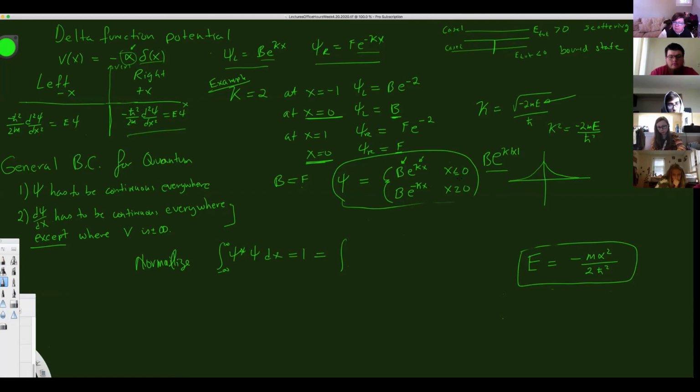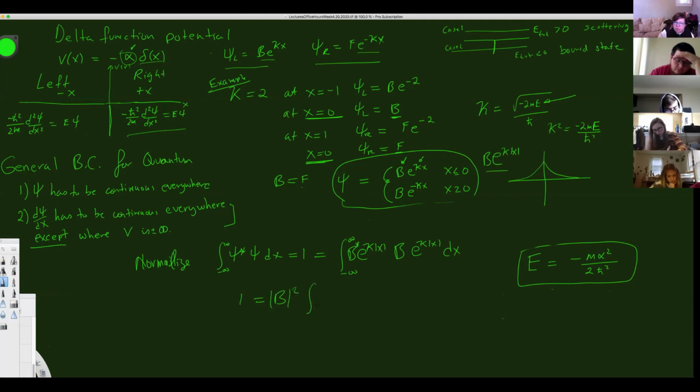Or you could split your integral into 2 halves, minus infinity to 0 and 0 to infinity. Either one, I'm just going to use this. So we have psi star, which is just, psi is real, so it's e to the kappa absolute value of x times b. And b could be complex. It probably won't be, but I'll just keep a star on there. Times e to the kappa x dx from minus infinity to infinity. Okay, so that means 1 is equal to b squared.